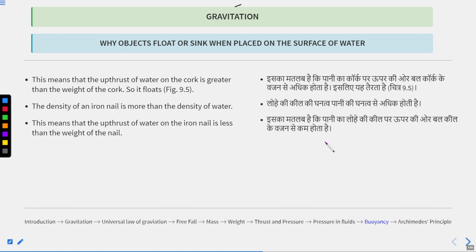The density of iron nail is much more in comparison to the density of water. So iron nail will sink. Because the density of iron nail is more, it means that the upthrust exerted by the water on the iron nail will be less, okay, than the weight of the nail. So it will sink.